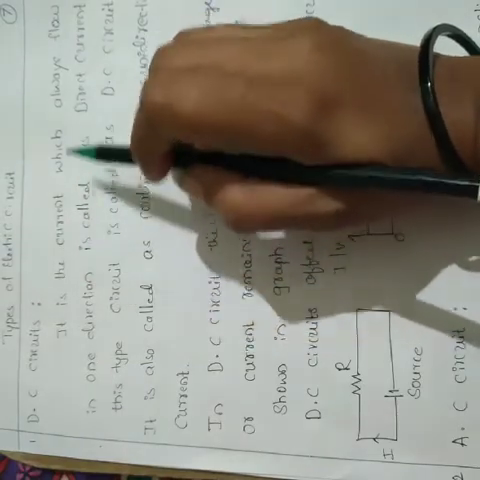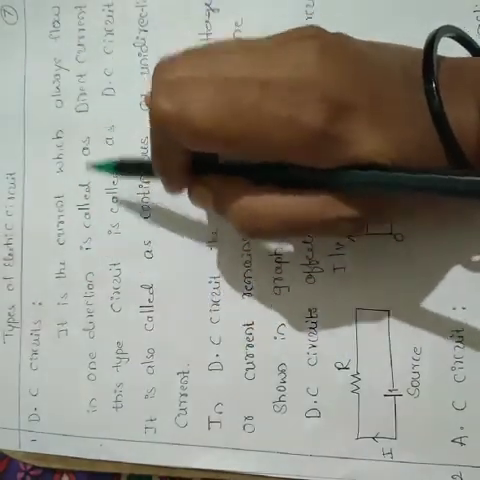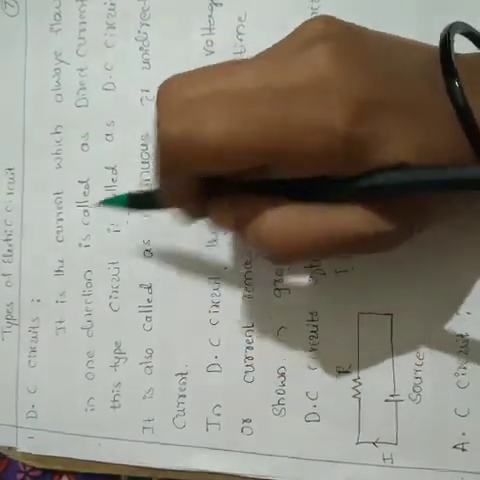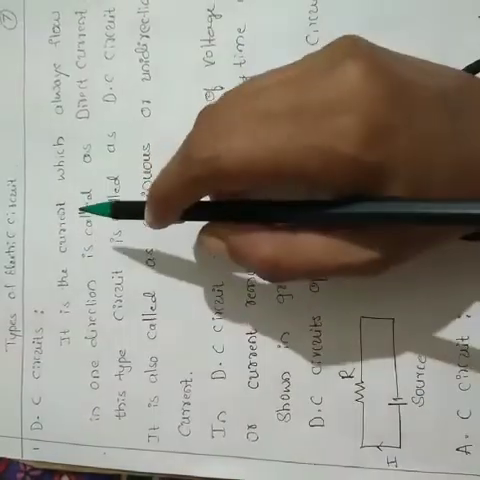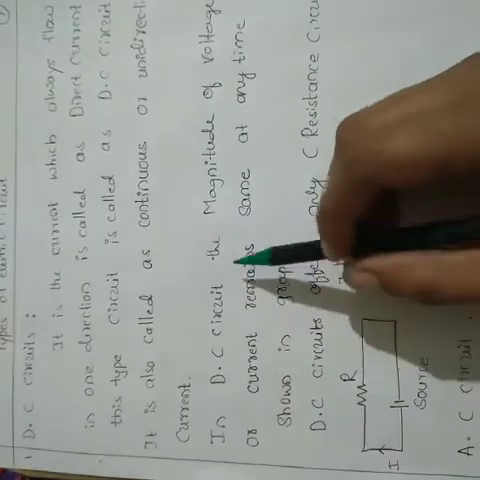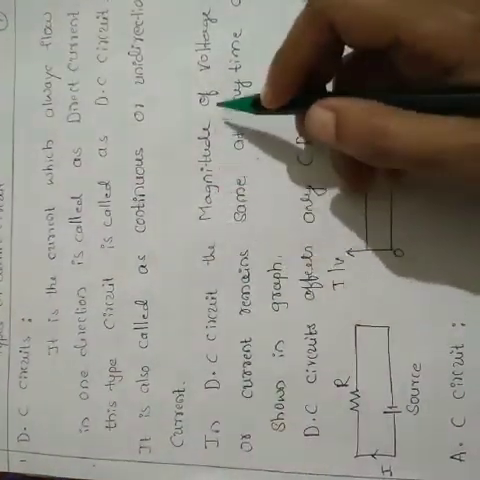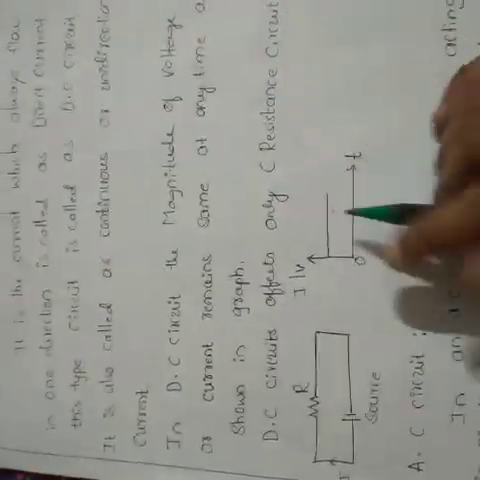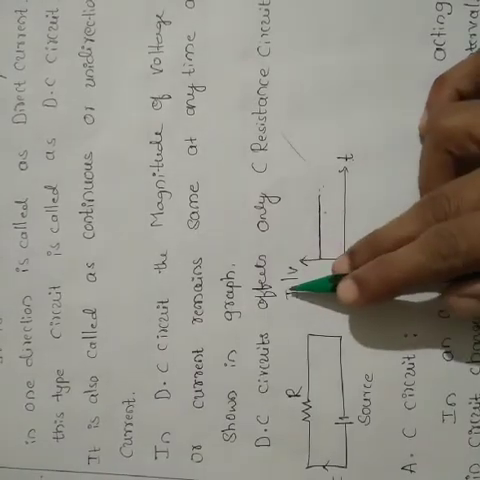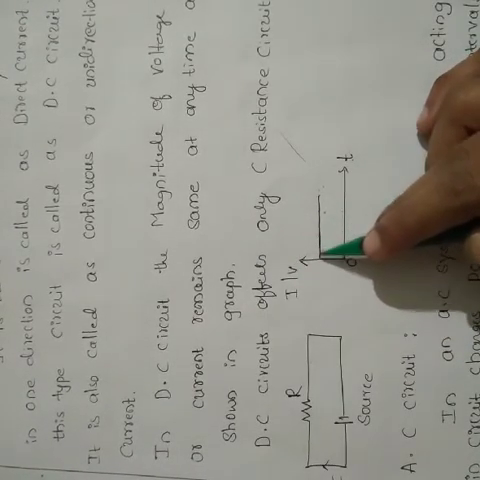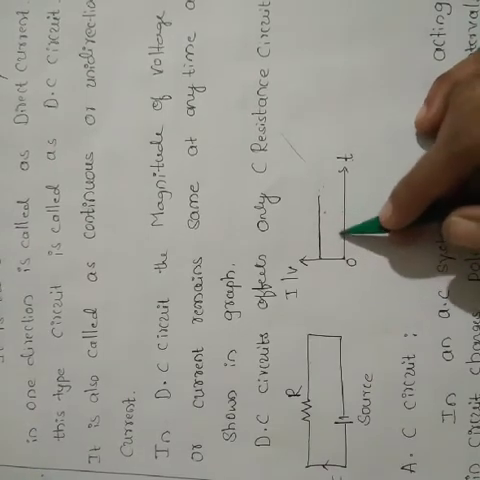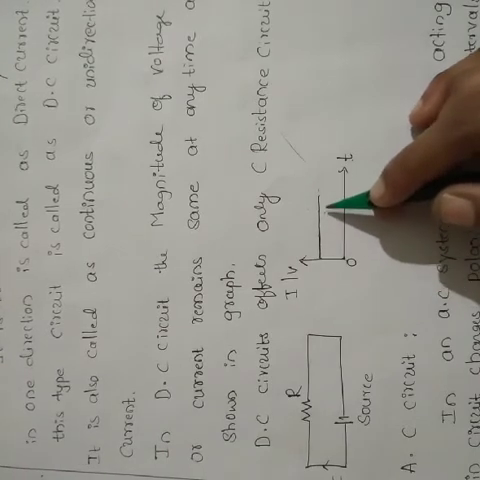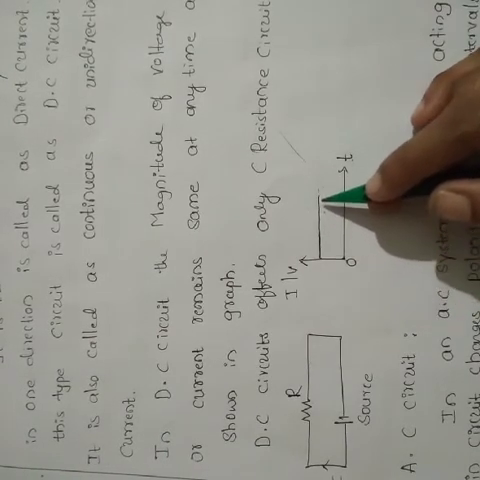The current which always flows in one direction is called direct current. It is also called continuous or unidirectional current. In a DC circuit, the magnitude of voltage or current remains the same at any time, as shown in the diagram. This is one diagram for DC circuits. At 0 seconds, 1 second, 2 seconds, 3 seconds, it is constant and cannot change. Hence it is called direct current circuits.